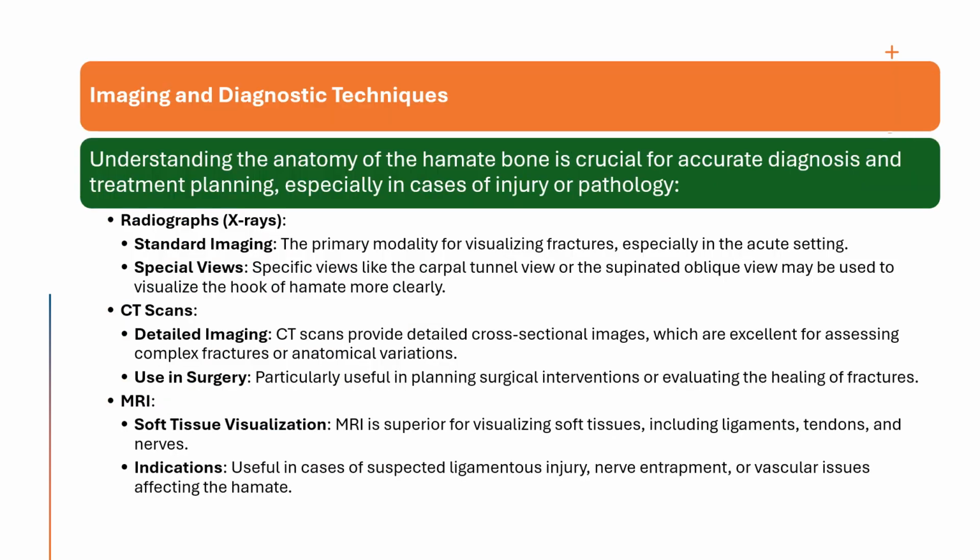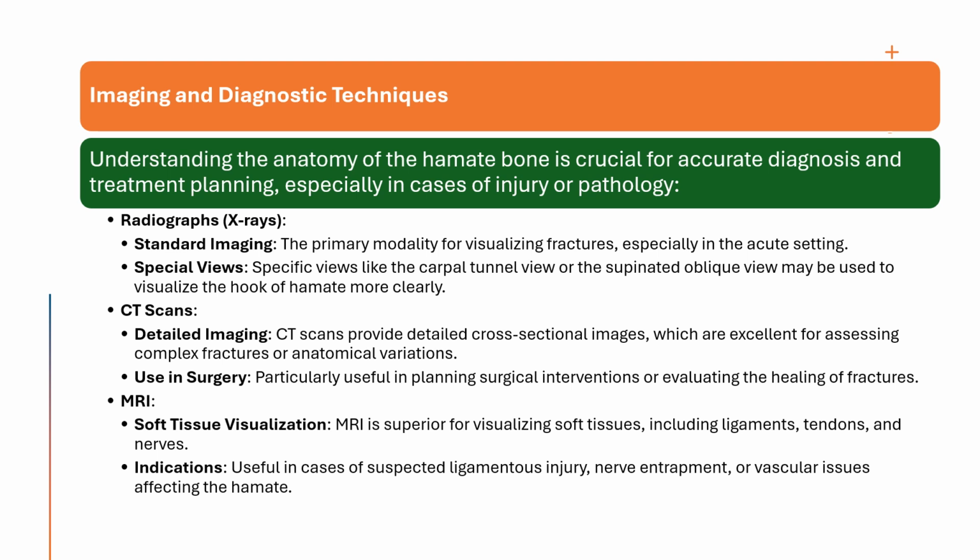The imaging and diagnostic techniques used for seeing the anatomy of the hamate. Understanding the anatomy of the hamate bone is crucial for accurate diagnosis and treatment planning, especially in case of an injury or pathology. So X-rays, CT scans and MRI will be used.